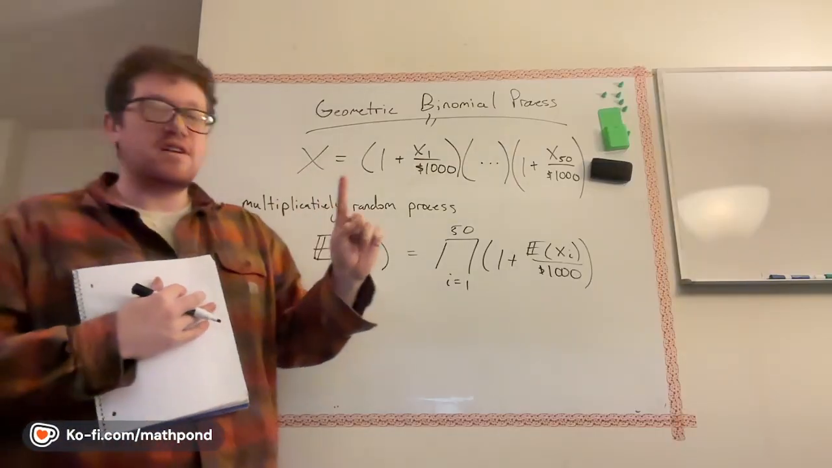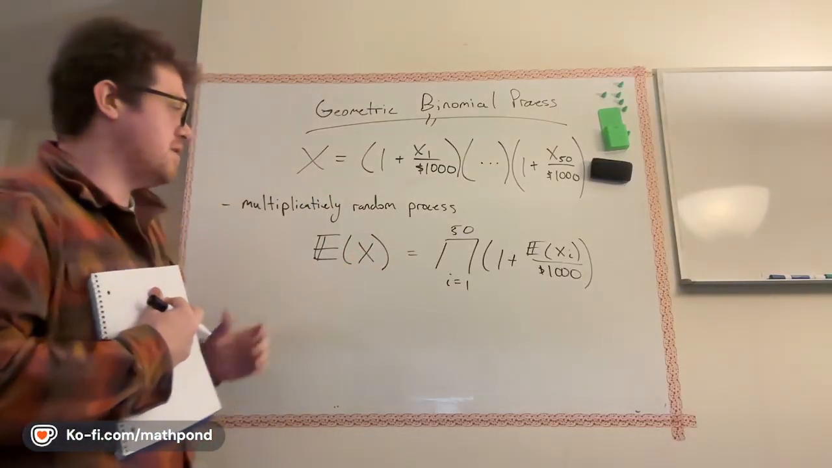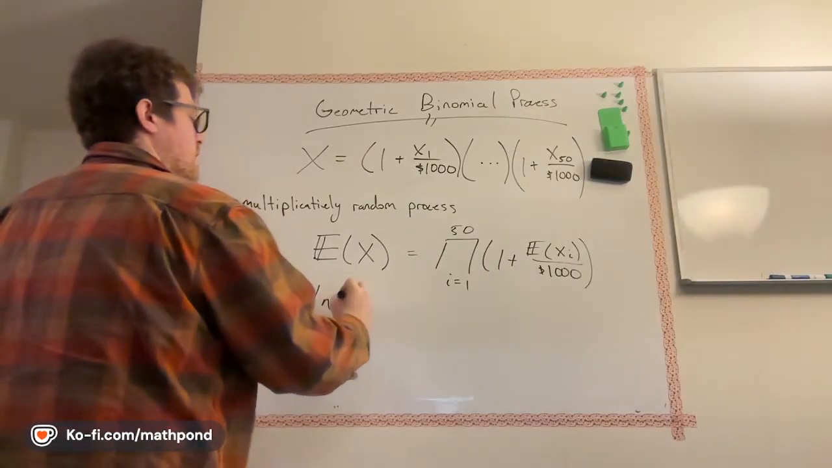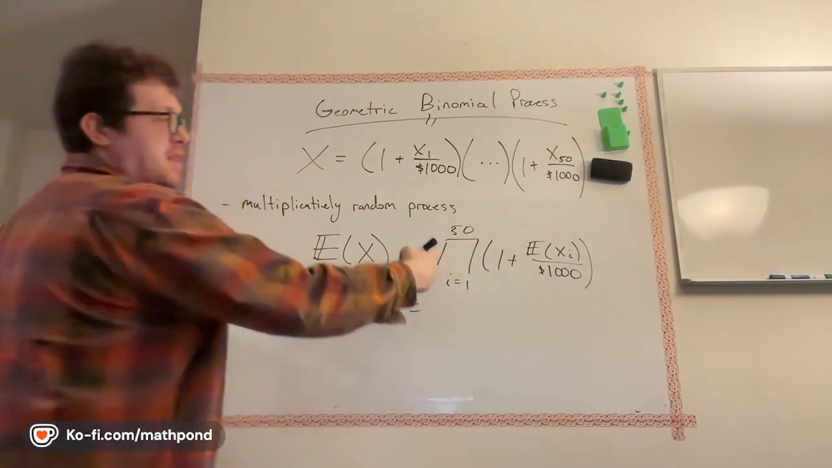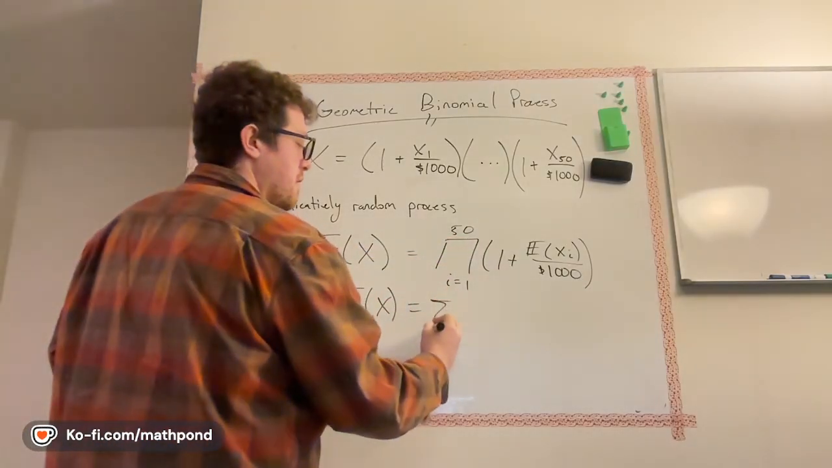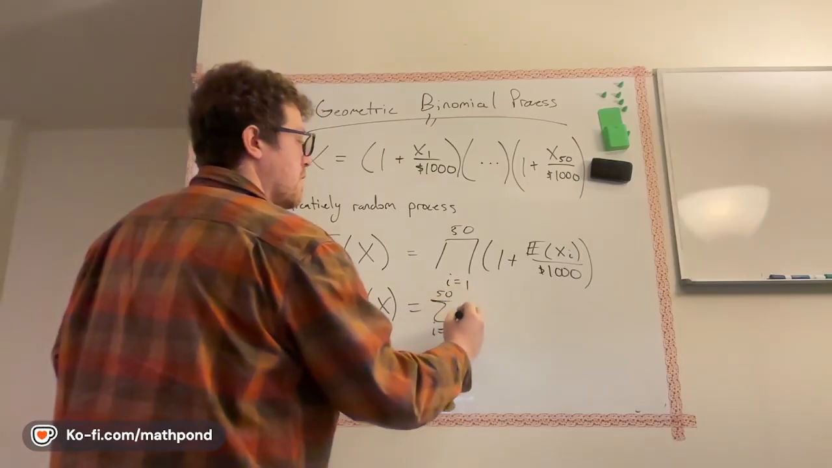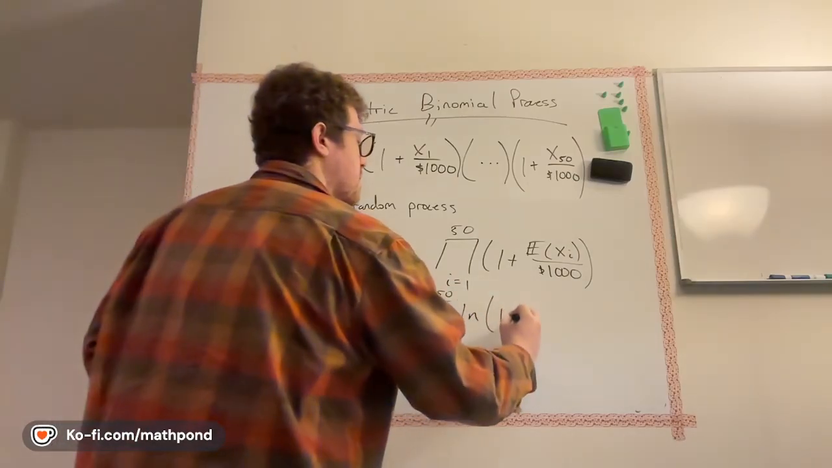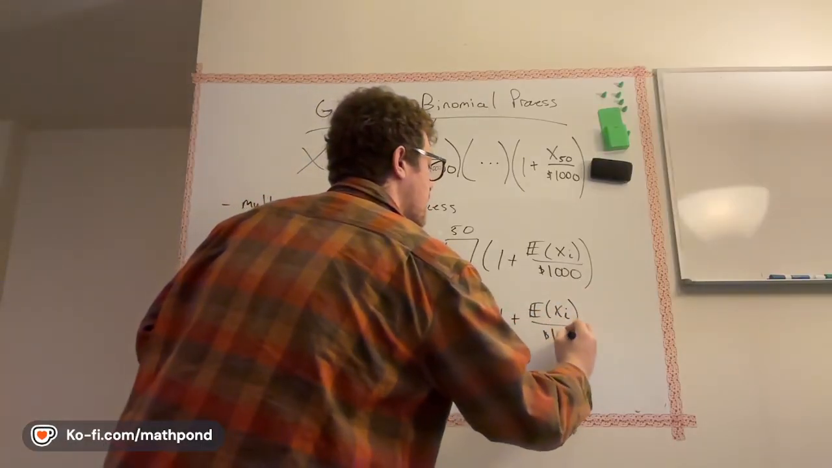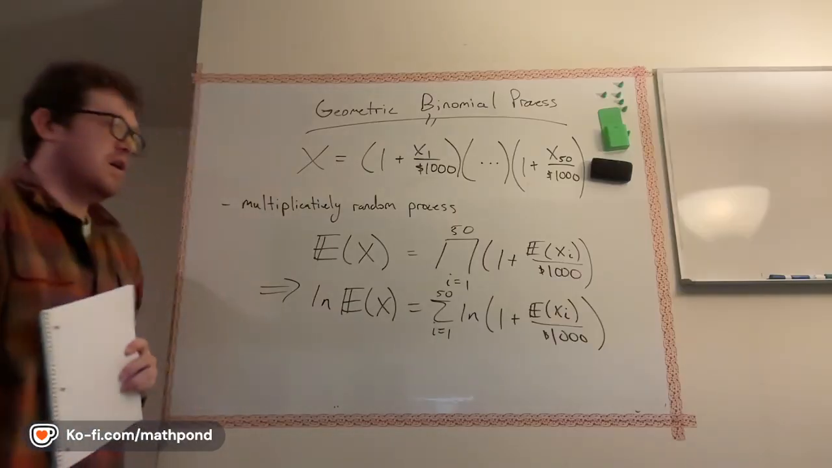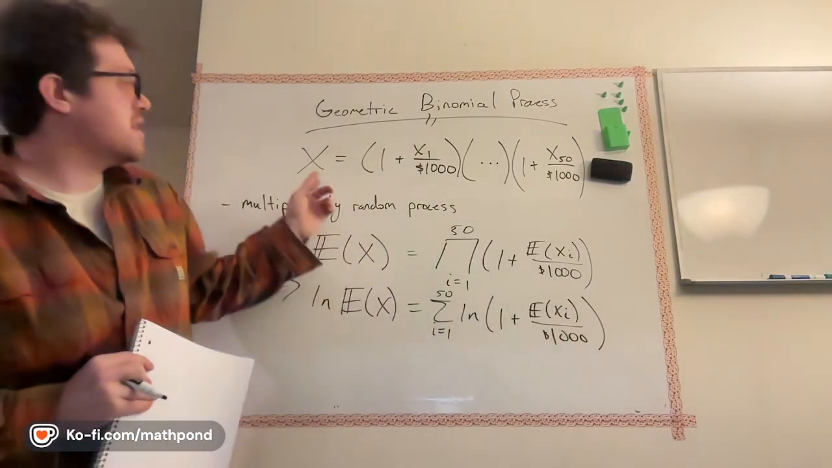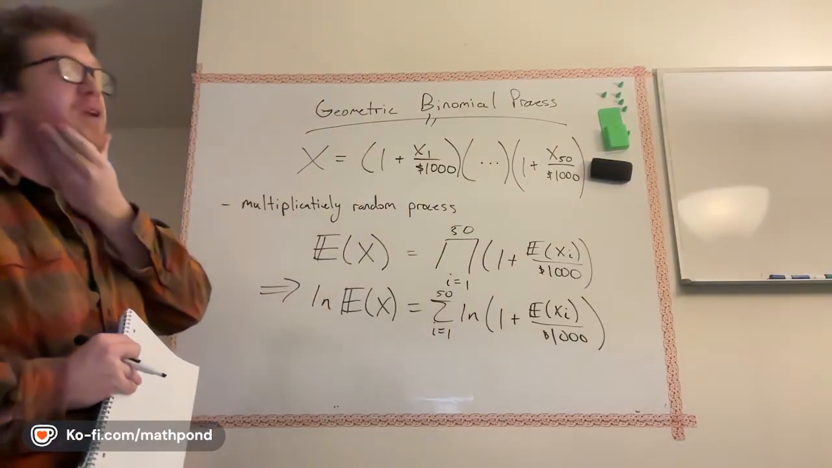But the difference here now is if we take the log at the end, so that means the log of the expected value of x, well now it's a log of a product, so it splits, so it's a sum of the log of 1 plus the expected value of xi. But if we take the logs first, then we get something else.